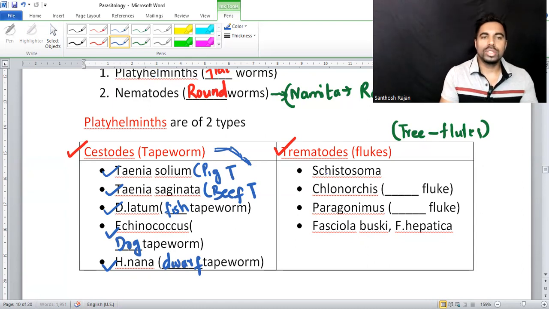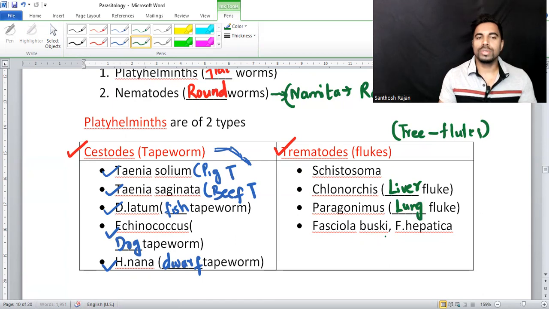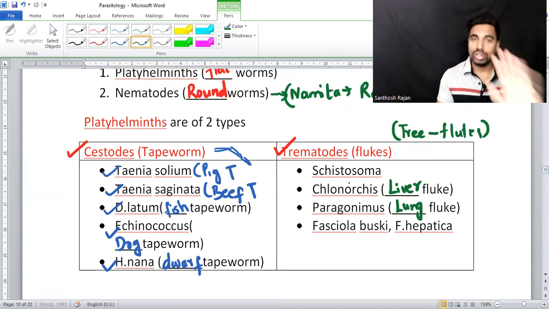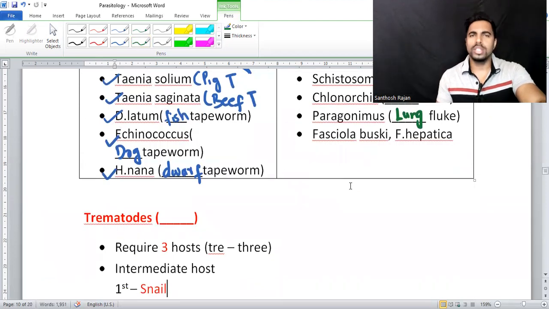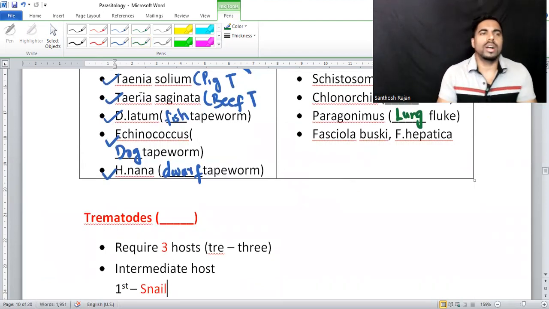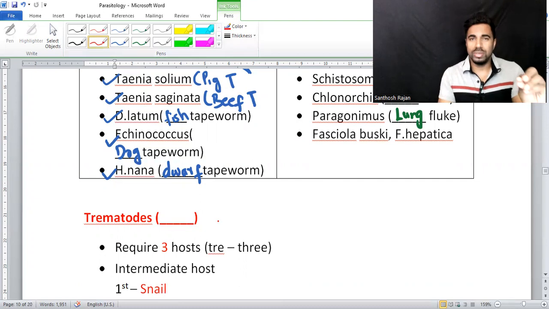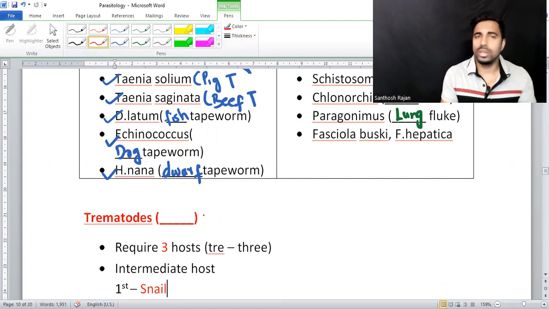And when you come to trematodes, these are the trematodes: Schistosoma, Clonorchis. Clonorchis is otherwise called the liver fluke. Paragonimus is the lung fluke. And Fasciola buski and hepatica. Let's start with the trematodes only. Trematode is not so confusing, it's easy. It's better to start with the trematode, a bit difficult one, then other things we can do easily.